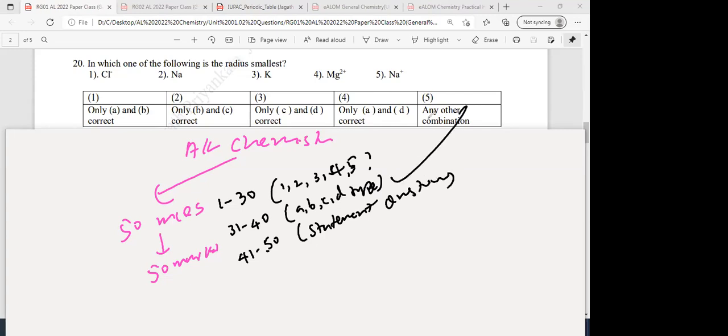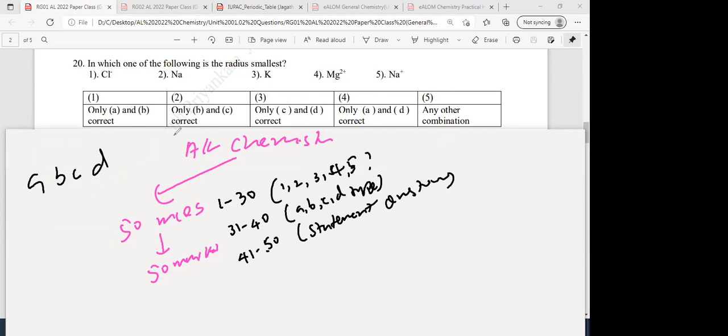Now, the ABCD type question. How does it become hard? Sometimes only A and B are correct. Sometimes A, B, C are correct. Sometimes all ABCD are correct, sometimes all are wrong. Sometimes only A and C are correct. You can have different combinations. To match all these conditions, they have given a table.